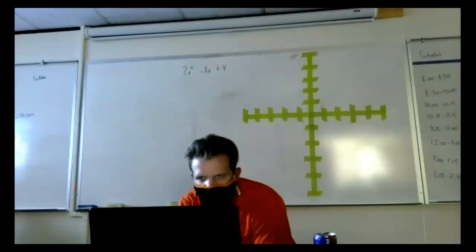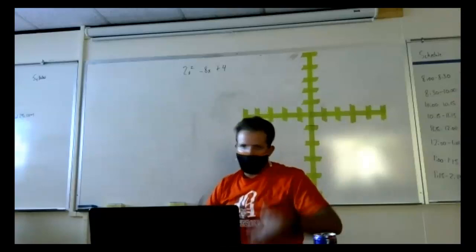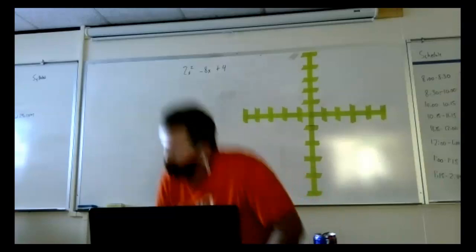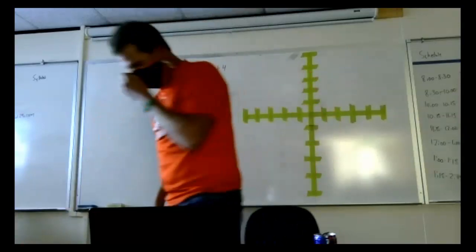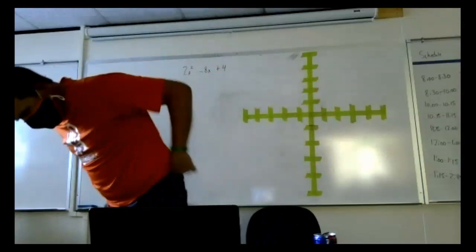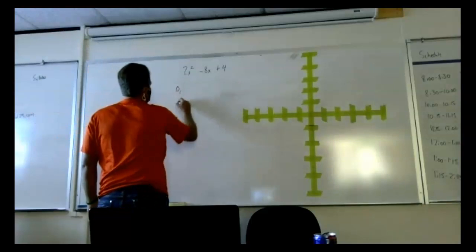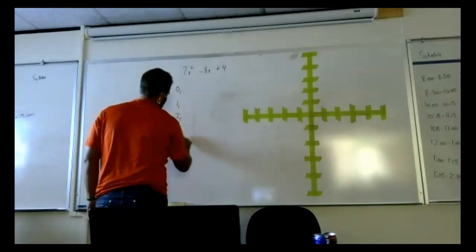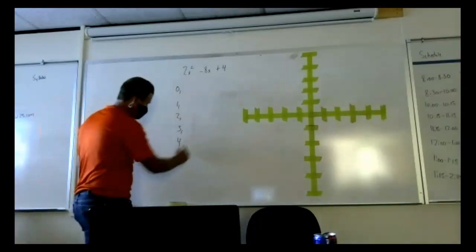So the first thing we're going to do is walk through how a person who doesn't have any understanding of a parabola and how it works would probably solve this. How would they graph it? Okay, we're going to use the points 0, 1, 2, 3, and 4. Okay, so there's my ordered pairs.